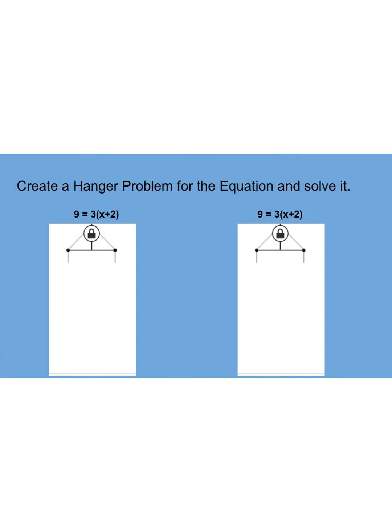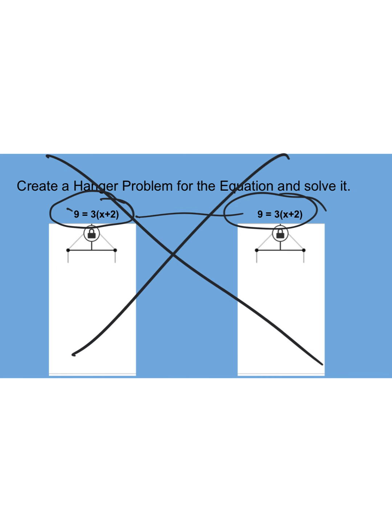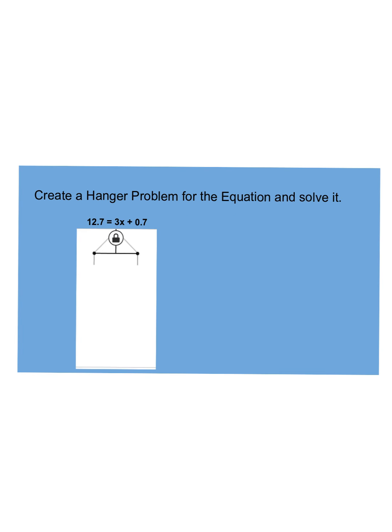All right, I'm giving you permission to skip this page. So make sure when you cross off, you're crossing off the one that has the 2 identical problems. 9 equals 3 times parentheses x plus 2. Let's cross that off. Let's go to the next slide.